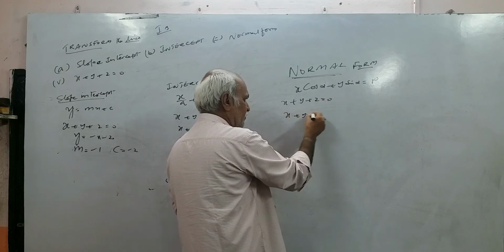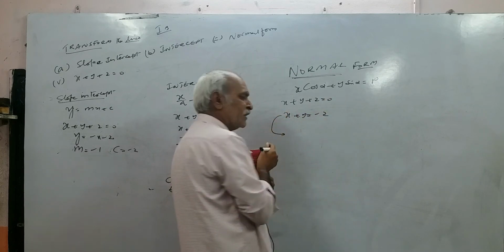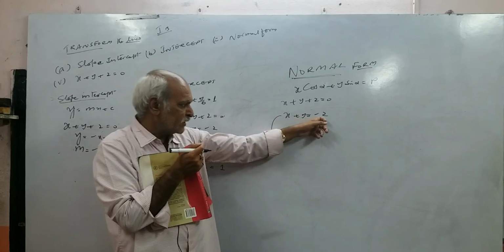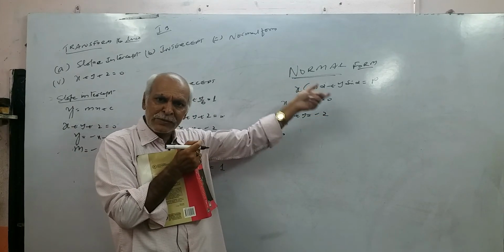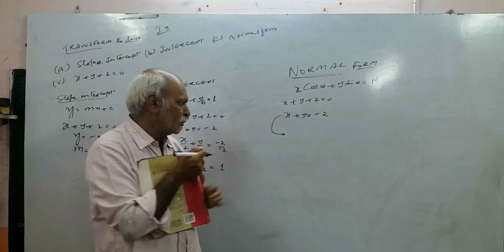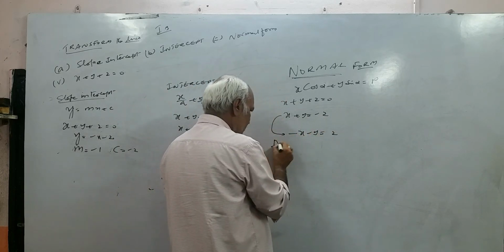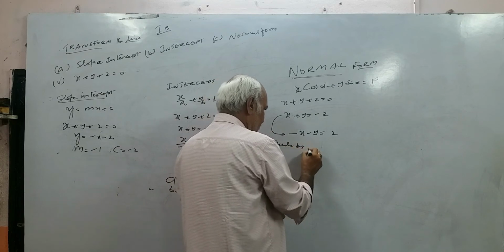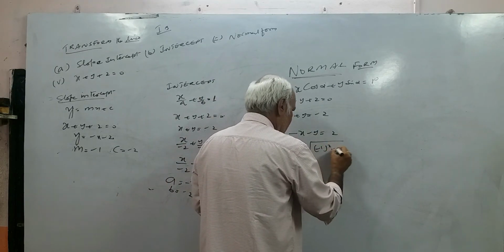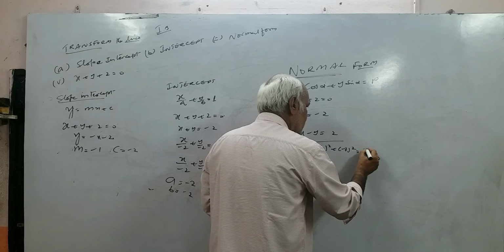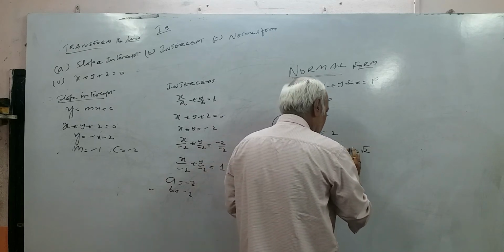So again x plus y is equal to minus 2. Again I am putting an arrow here. Why am I putting an arrow? To make you understand that this negative should not be there. In the previous problem also it was there, and here also it is coming. Remove that minus sign: minus x minus y is equal to 2. Now divide by root of minus 1 whole square plus minus 1 whole square, which is root 2.